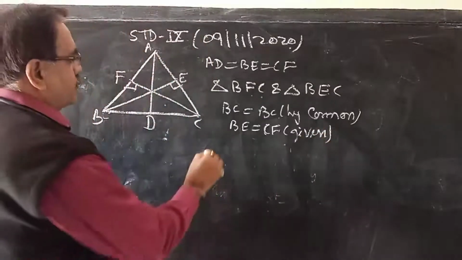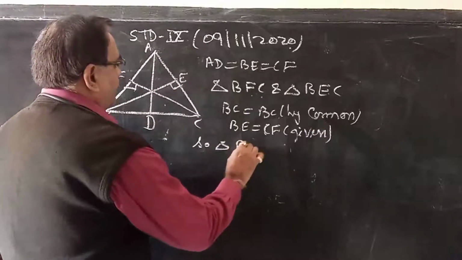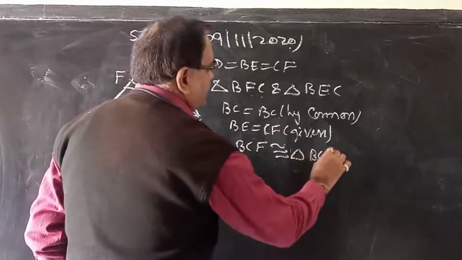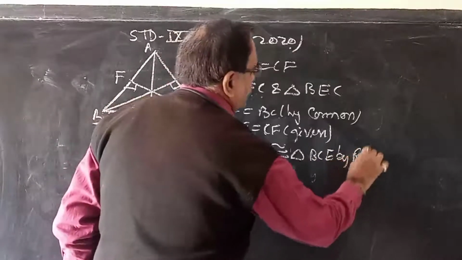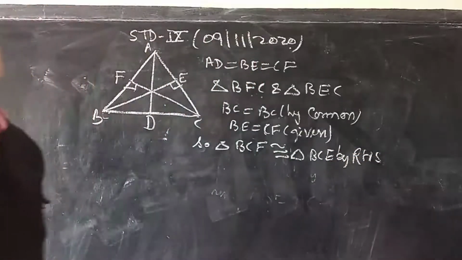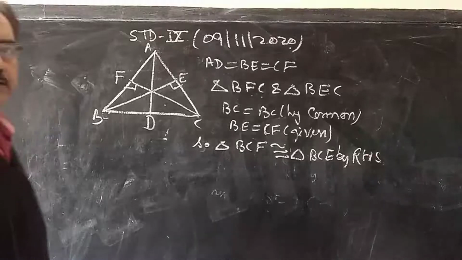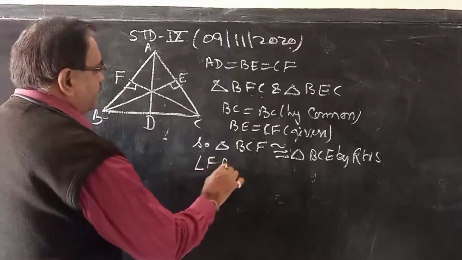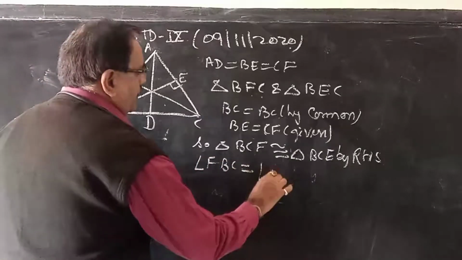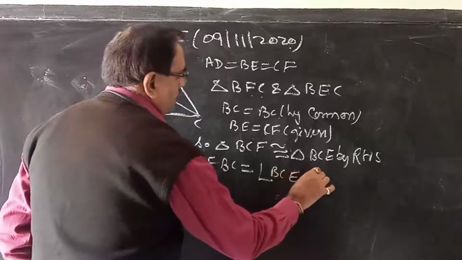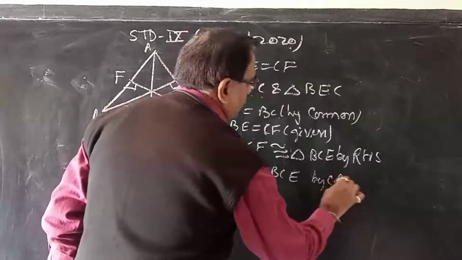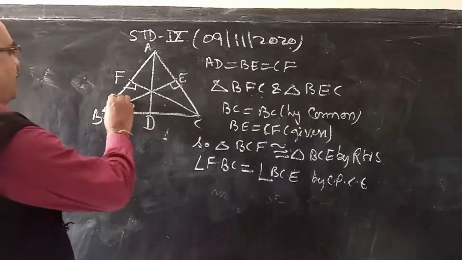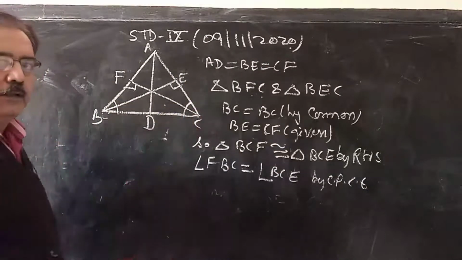Hence, triangle BCF is congruent to triangle BCE by RHS. Hypotenuse and one side are equal, so it is congruent by RHS. When congruent, then angle FBC will be equal to angle ECB by CPCT. Corresponding sides and corresponding angles will be equal. So this angle and this angle are equal.